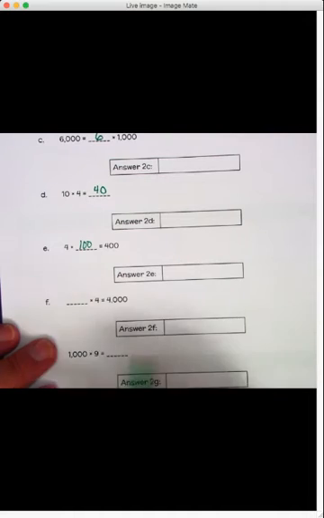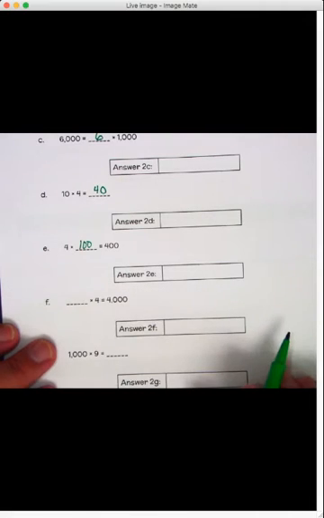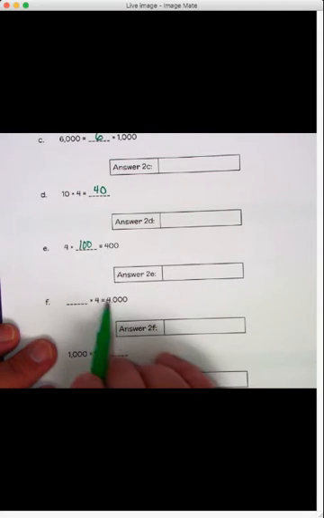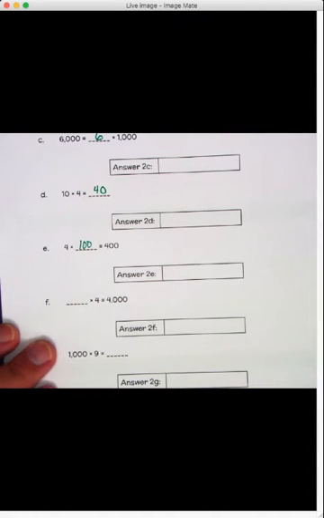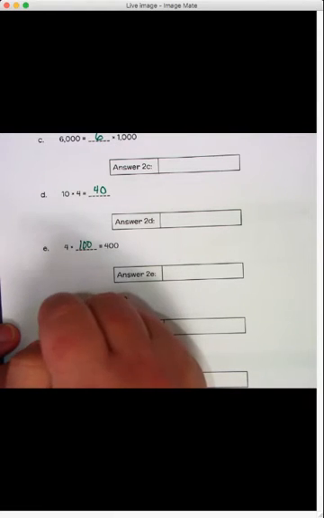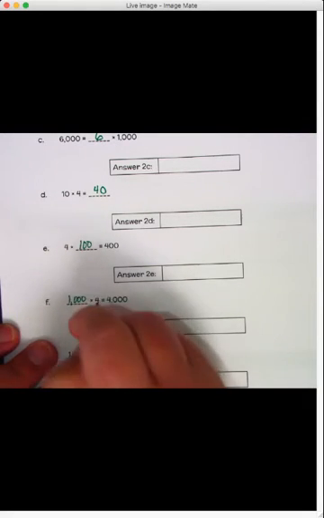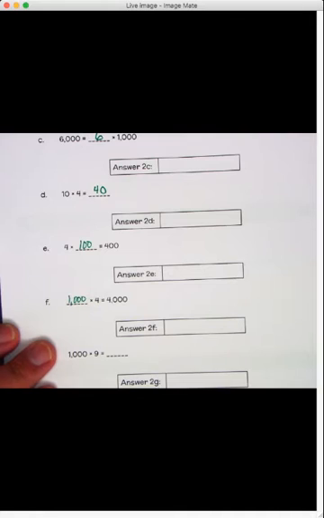Now the next one, what times 4 is 4,000? Well, we added something to give us 3 zeros, didn't we? Does 10, 100, or 1,000 have 3 zeros? 1,000 does. So 1,000 times 4 is 4,000.